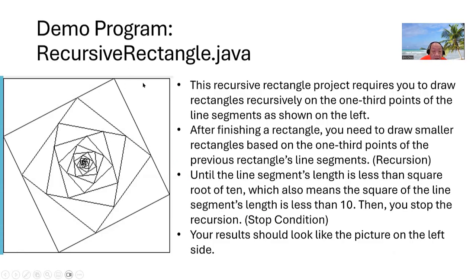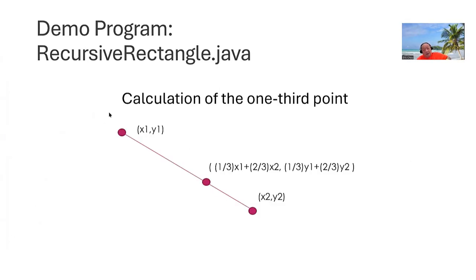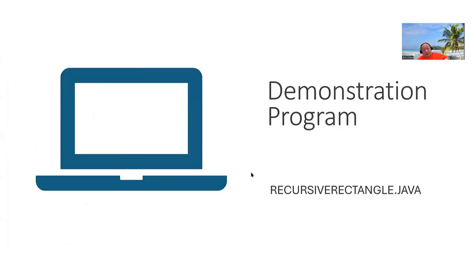Another thing you want to look at is this recursive rectangle: 1/3 here, 1/3 here, 1/3 here, 1/3 here. And then you cut a 1/3 here, 1/3 here, 1/3 here, 1/3 here. You keep putting this square at the 1/3 point, and then keep doing that. It looks like a rose, but it actually is a recursive rectangle. And then you actually do math to calculate the 1/3 point.